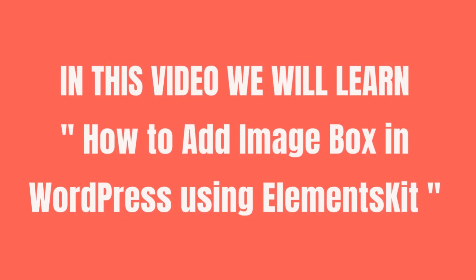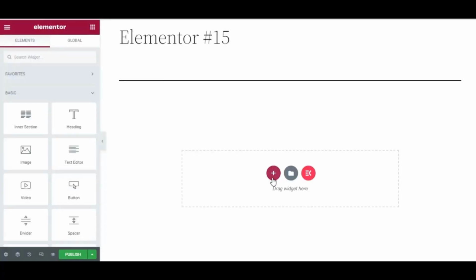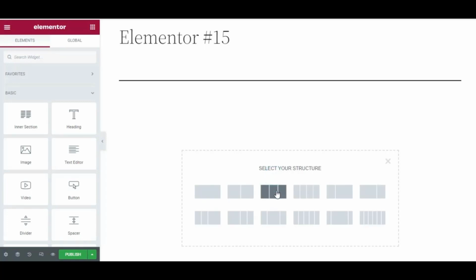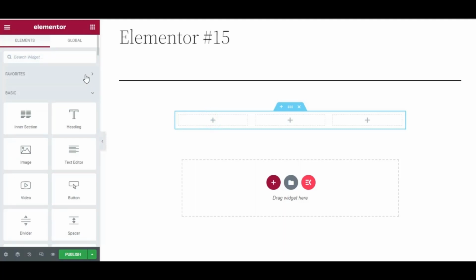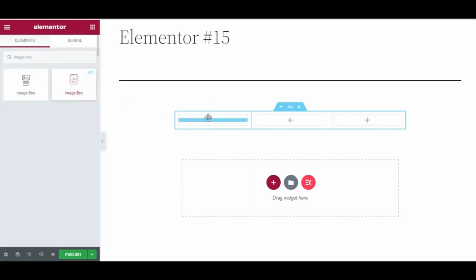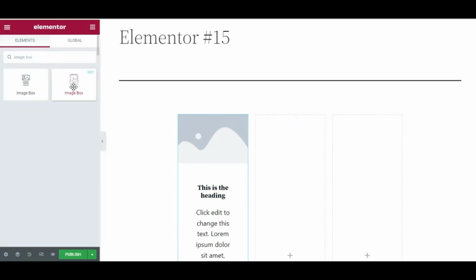In this video, we will learn how to add image box inside WordPress using ElementsKit. We can create an image box from scratch as well as using a pre-built template. First, we need to select a suitable structure and then drag and drop the image box widget into the sections one by one. As there are three sections, you need to drag and drop the widget three times.